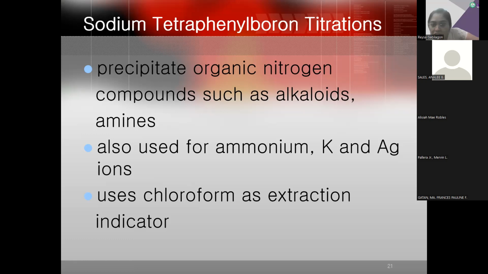So just like when you have nitrogen, like you have alkaloids coming from your plant sample, and then dagdagan mo siya ng sodium tetraphenyl boron with chloroform as the indicator, you will really see the formation of precipitate. And that precipitate includes the nitrogen. Okay? So, ayan, kaya siya kasali dito sa discussion. So take note, sodium tetraphenyl boron titration, ang sample natin can be nitrogen coming from our organic substances like alkaloids, and then ammonium, potassium, and silver ions can also be precipitated using this one. Our titrant is the sodium tetraphenyl boron itself, but the indicator here is the chloroform.